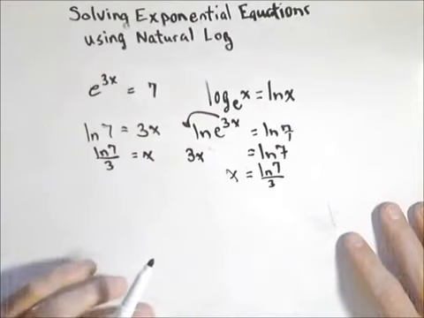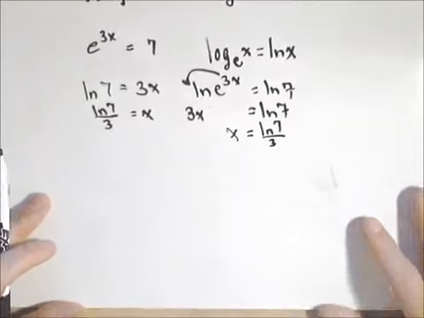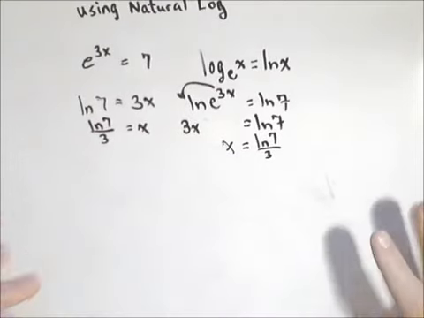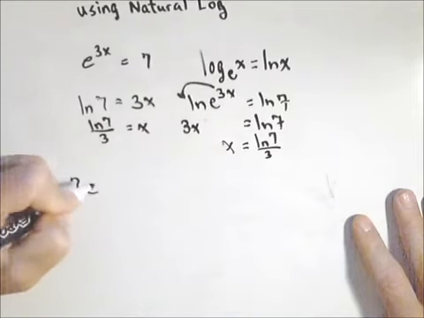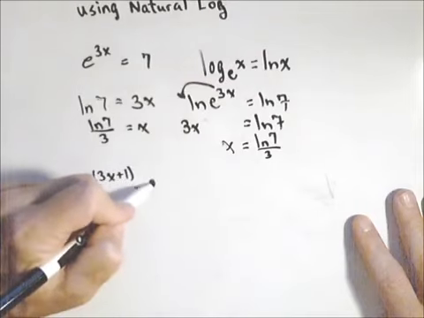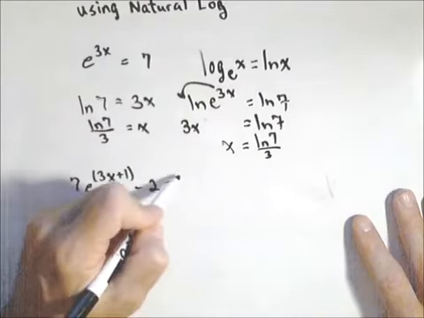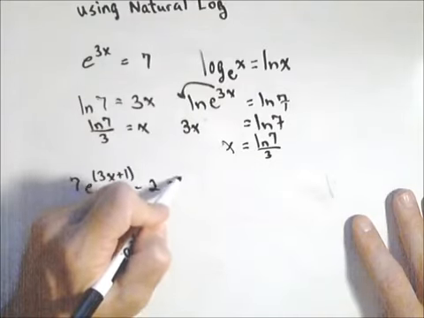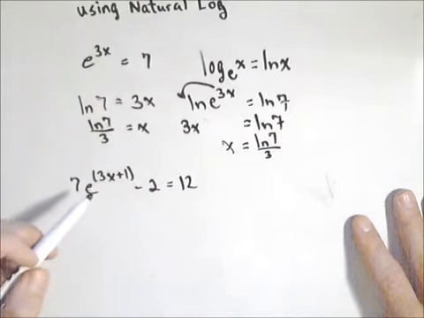So we got two different ways we can think about solving that. I want to look at one other example with just a little bit more going on. Let's say we have 7e to the 3x plus 1 minus 2 equals, how about, let's make it 12. So there's a little bit more going on before we want to employ the log.